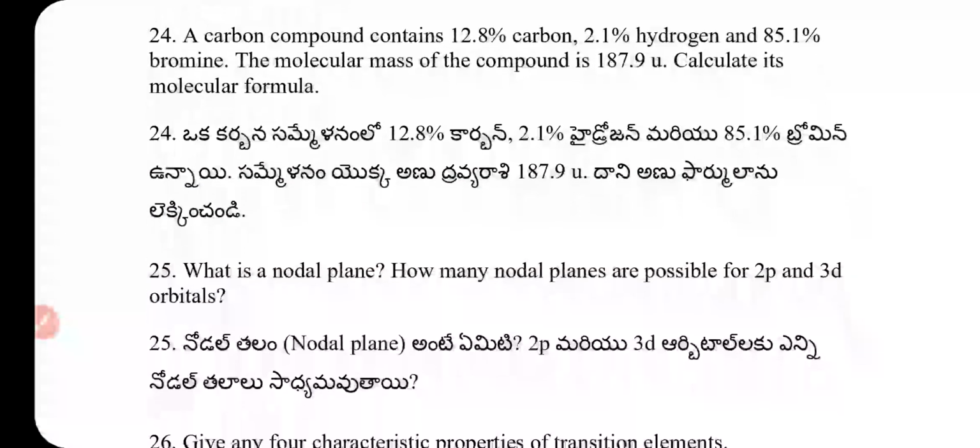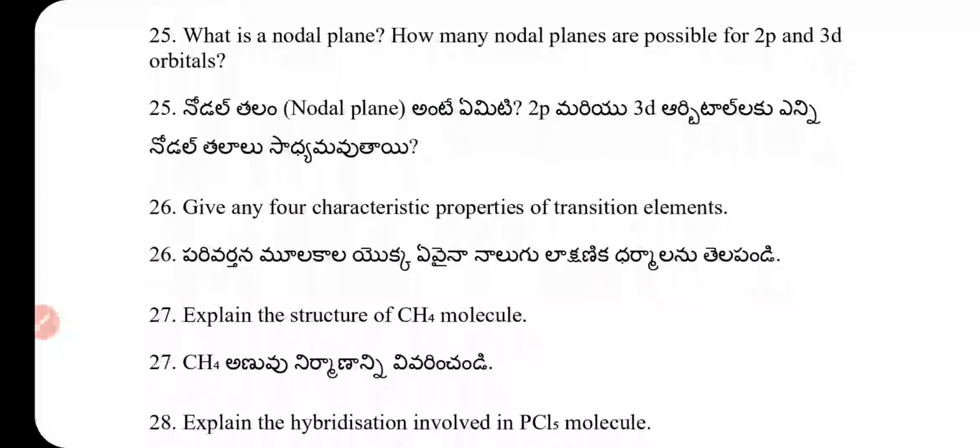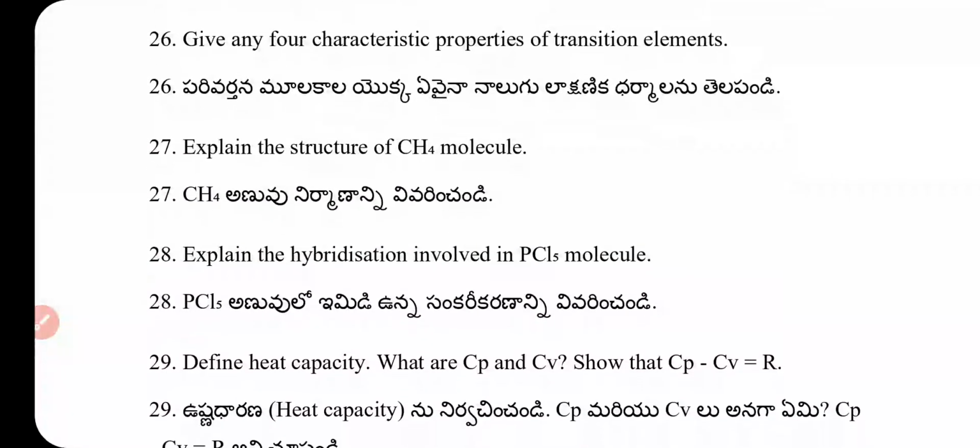Numerical based question. A carbon compound contains 12.8% carbon, 2.1% hydrogen and 85.1% bromine. The molecular mass of the compound is 187.9 u. Calculate its molecular formula. Question number 25. What is a nodal plane? How many nodal planes are possible for 2p and 3d orbitals? Question number 26. Give any 4 characteristic properties of the transition elements, d block elements.